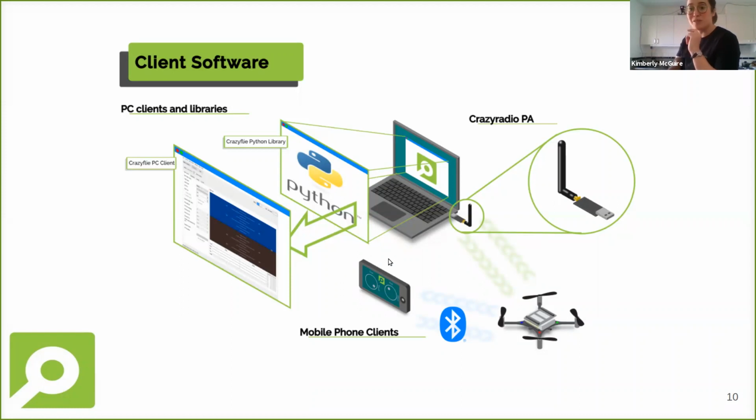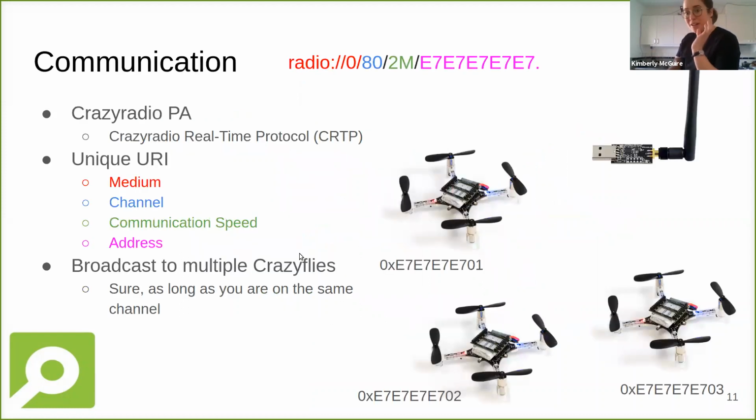But before we do that, I'm just going to explain how the communication works. You pretty much need a Crazyradio PA, which you see on the picture right here, which uses the Crazyradio real-time protocol to communicate with the Crazyflie. I'm not going to go into that because there's too little time, but the most important takeaway is the URI that it's communicating with.